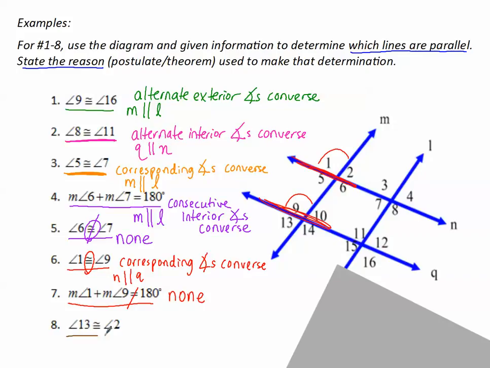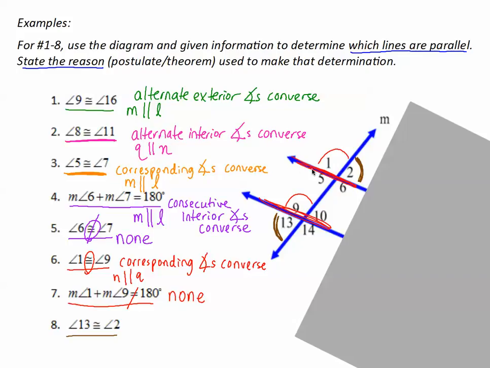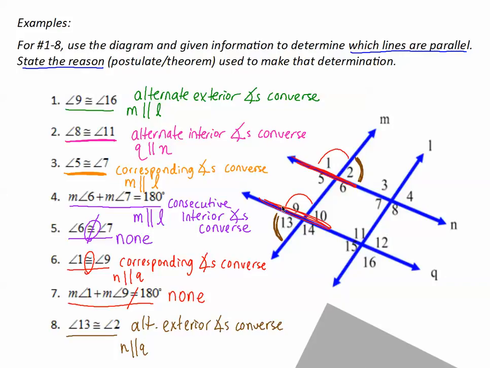angle 13 is congruent to angle 2. Where are those angles? Angle 13 is here, and angle 2 is here. Again, I'm going to cover up that part of the picture because I don't need it. I see this line and this line again that are left over. 13 and 2 are alternate exterior angles. So by the alternate exterior angles converse, I can say again that N is parallel with Q. Where's N and Q? Those two lines that we had left in the picture when I covered up this line, because 13 and 2 are only involved in this side of the picture.